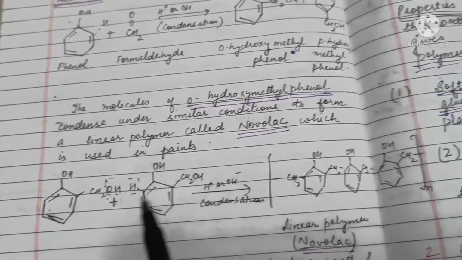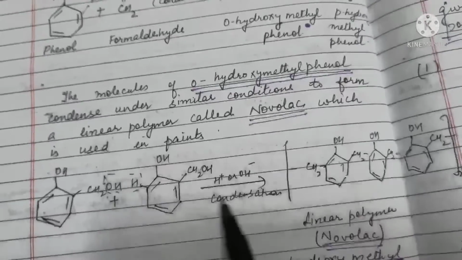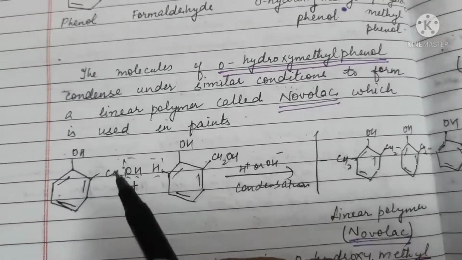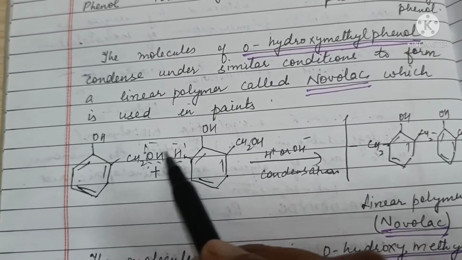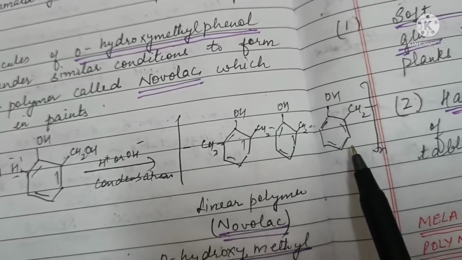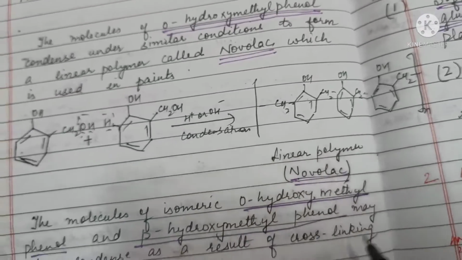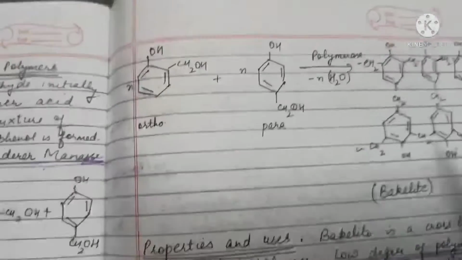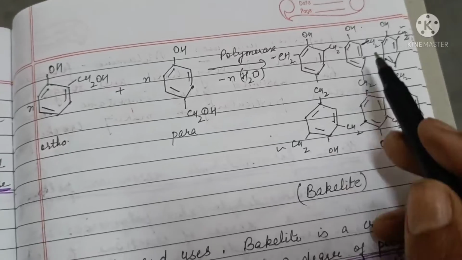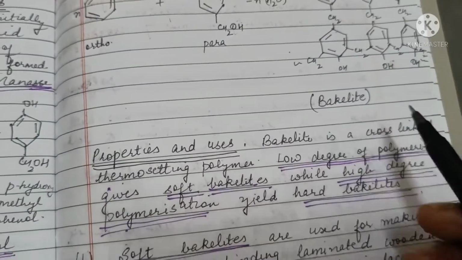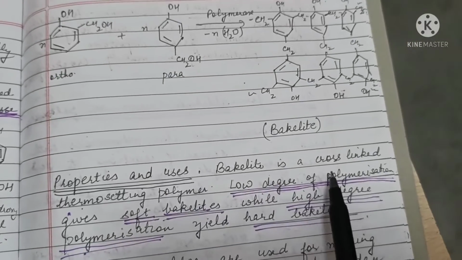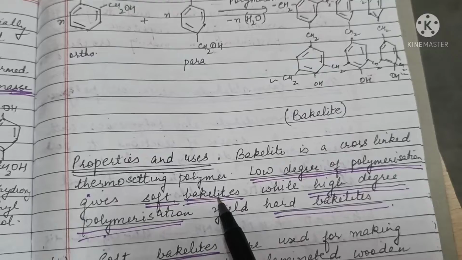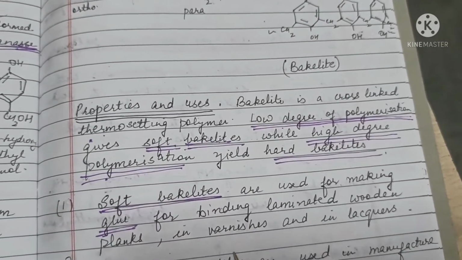When ortho hydroxy methyl phenols polymerize, they condense, the OH of one and H of other combines to form water, and this gets attached on this position. A linear polymer is formed which is called novolac. And if the ortho and para combine with each other, a cross-linked polymer is formed which is called bakelite. Now bakelite is the cross-linked thermosetting polymer. Low degree of polymerization will give soft bakelite. High degree will give hard bakelites.